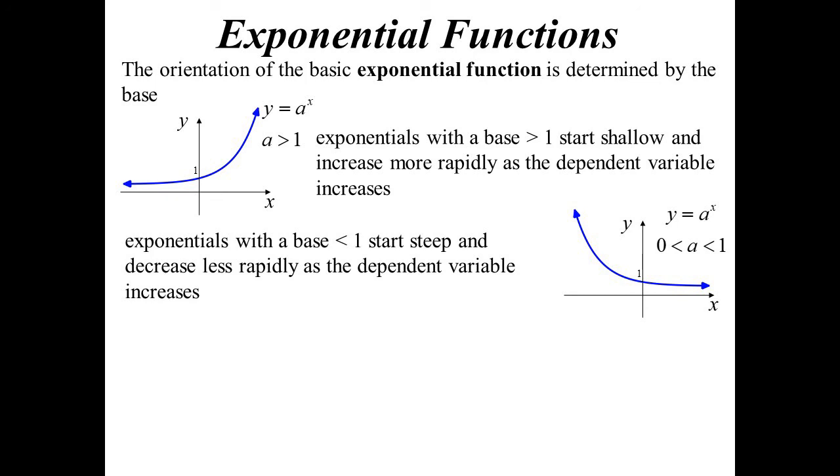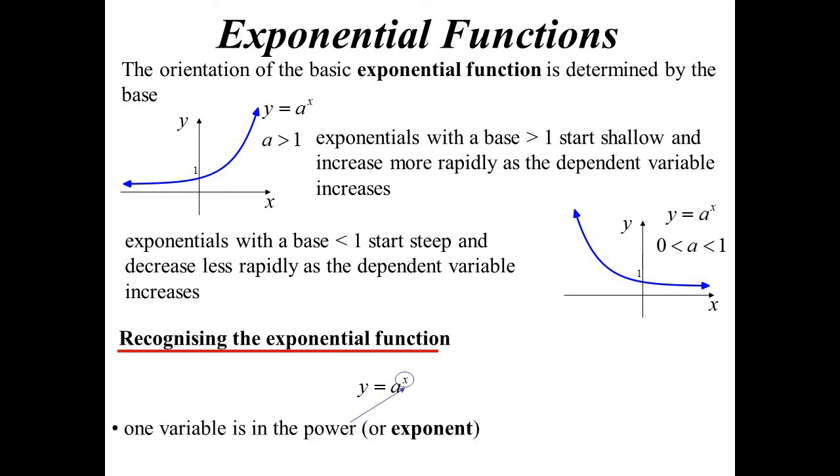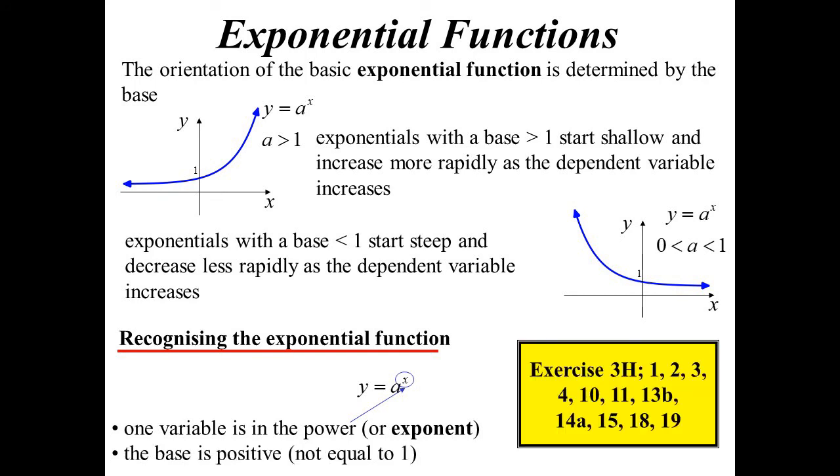It's weird. Okay, so what happens with the ones in between 0 and 1? It flips the other way around, starts out steep and comes in shallow. How do you recognise it? Well, this one's a little bit easier to pick. Oh, look, it's in the power. Hence the name exponential, because another name for power is exponent. That's where it gets its name from. As I say, the base has to be positive. Okay, there's the first bit for today.